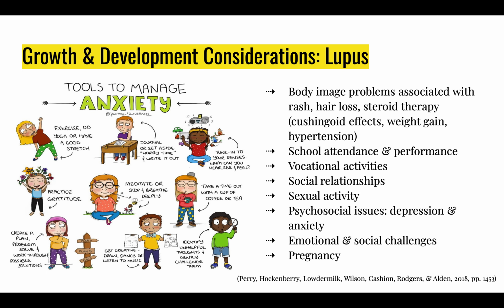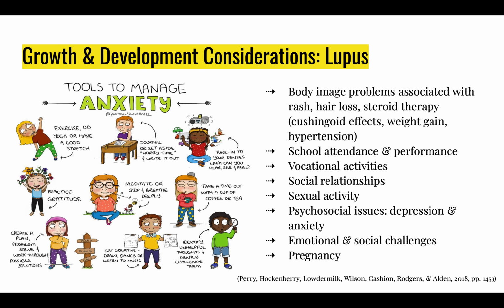Sexual activity. For adolescents, this is big because we're going to have to really educate on the importance of using protective barriers such as condoms. And for females, they will not be able to use estrogen forms of birth control. And psychosocial issues.